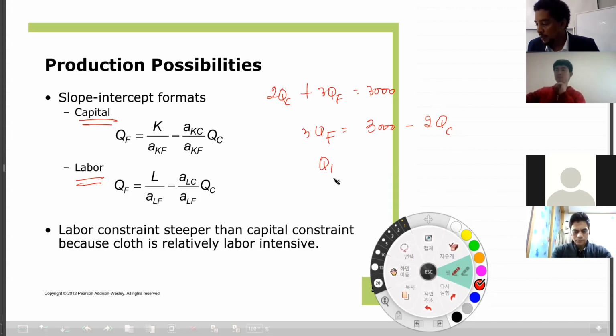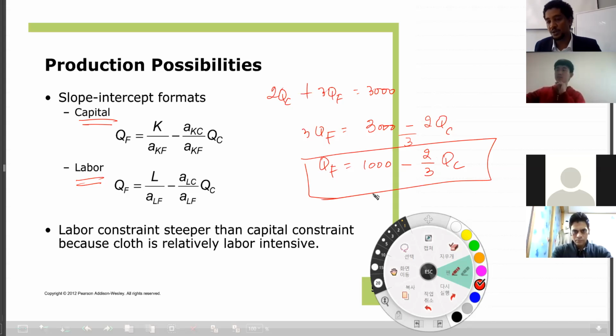So quantity of F is equal to, you can divide both sides by 3. When you divide this by 3, this will cancel out. Then you divide this by 3, you have 1000. This means 1000 minus 2 over 3 times quantity of C. That is the equation, right? So this is the slope. We have talked about this last week. So this is what we call the slope for capital, right?